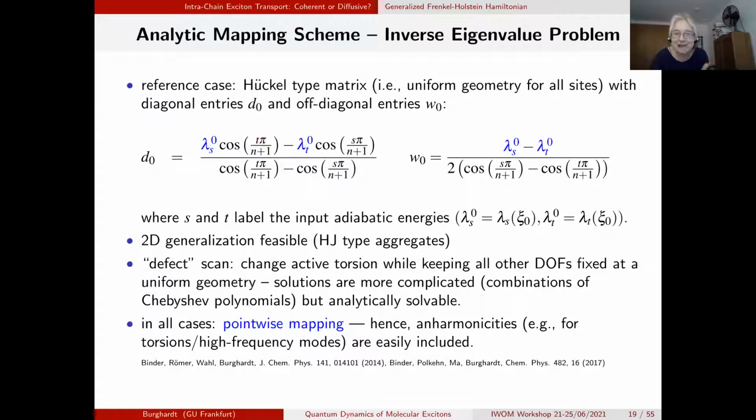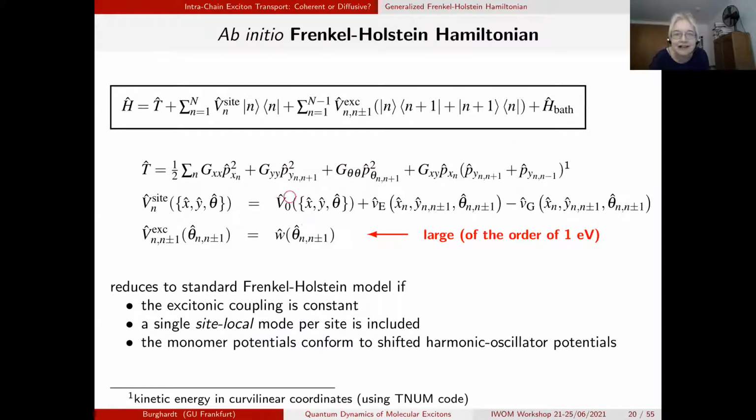And this mapping scheme, which is actually an exact scheme, really works like this. Imagine that you have the Huckel eigenvalues, these are the lambdas here, and you want to translate them back to the diagonal and off-diagonal parameters in a Huckel matrix. That is essentially what we're doing. Now, it's far more complicated because we look at everything in dependence on the coordinates. But still, that's essentially the procedure.